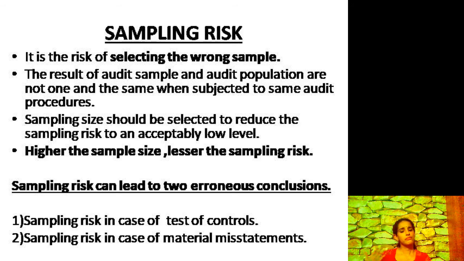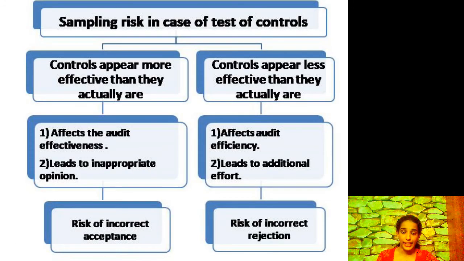Now, this sampling risk can give rise to 2 situations. One is with respect to testing the controls, and one is with respect to material misstatements. So we will see the different erroneous conclusions that the auditor can reach. One is with respect to test of controls. Now, what are the 2 kinds of risk that the auditor can come across? One is that sometimes the controls might appear more effective than they actually are.